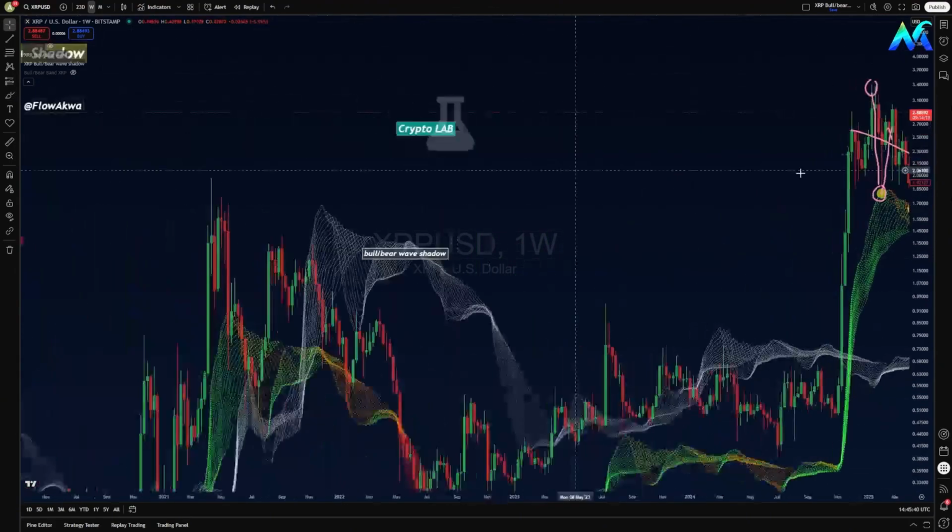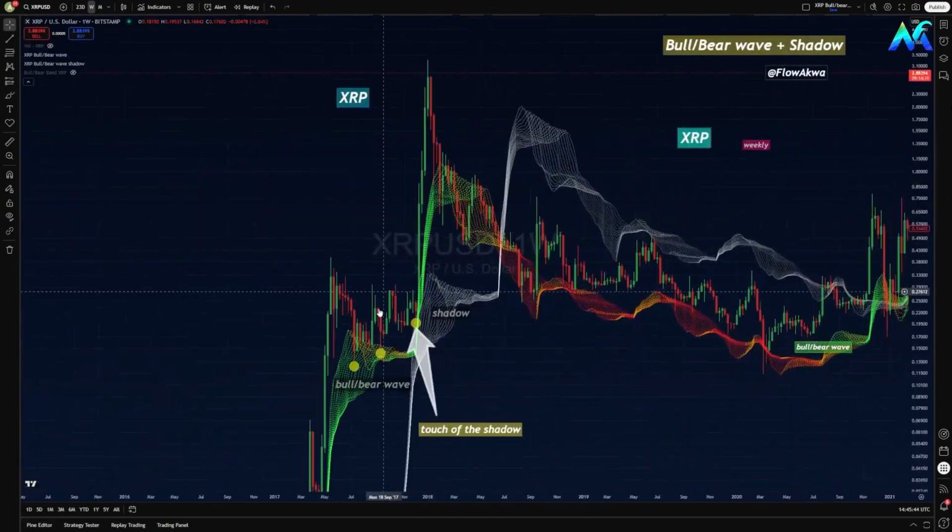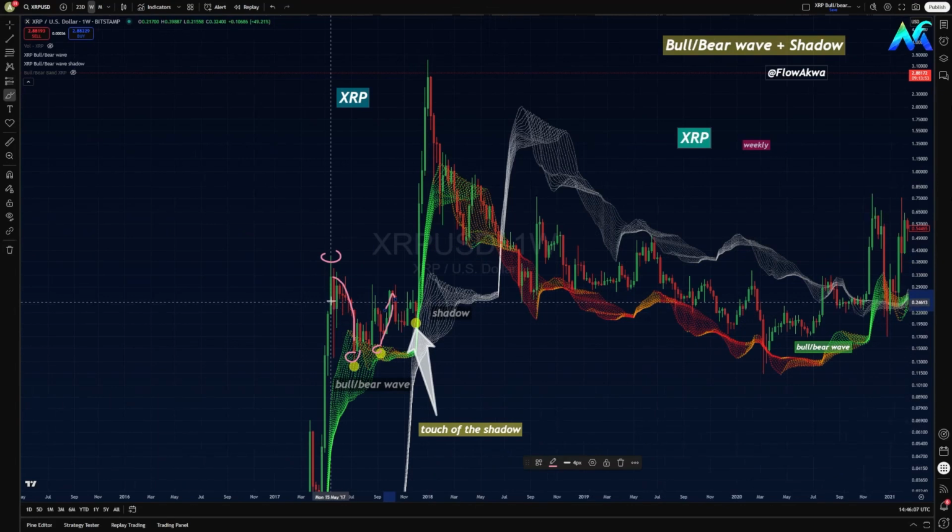In the past, in 2017, it was very similar. You have XRP reaching a top just right here. Look here. Then we went down to retest the bull bear wave indicator as a support. Then here again, and we went up until reaching the shadow. So we went sideways until reaching the shadow, right? And this pushed us to the upside.